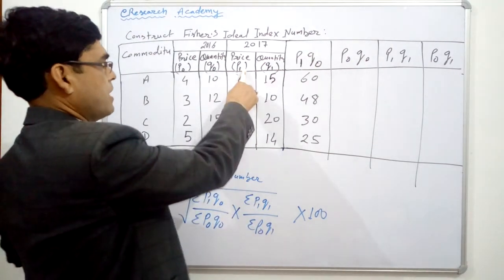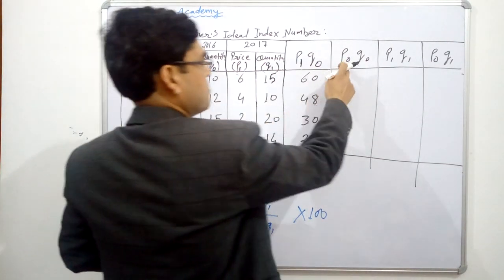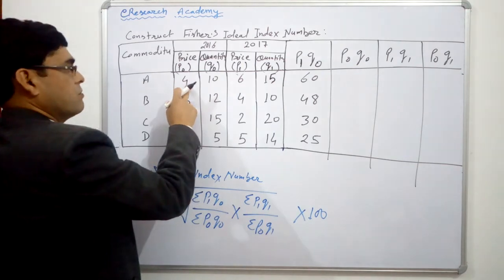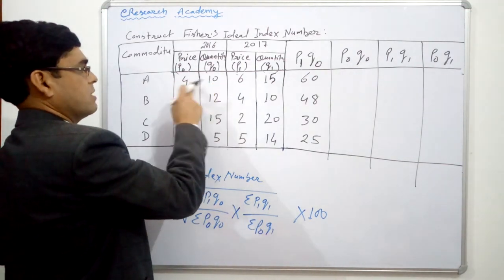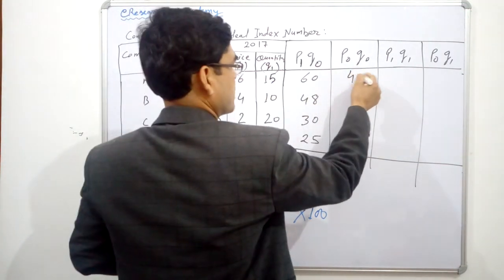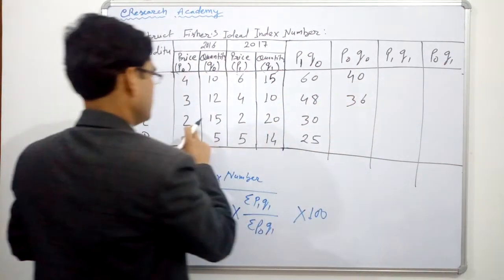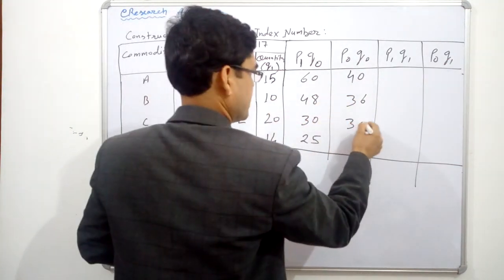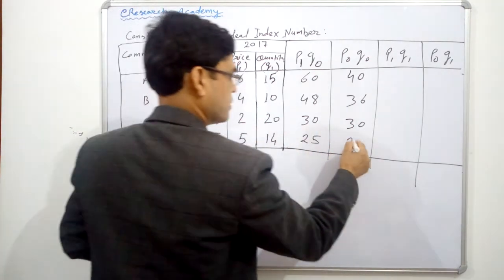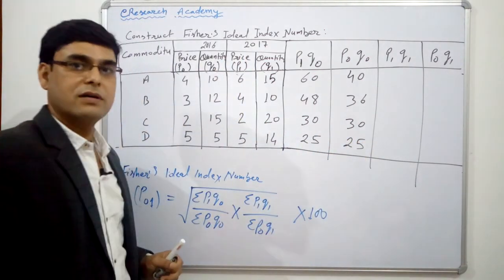Similarly P0 Q0, the price of the base year into the quantity of the base year. 4 into 10 is 40. 3 into 12 is 36. 2 into 15 is 30. 5 into 5 is 25.